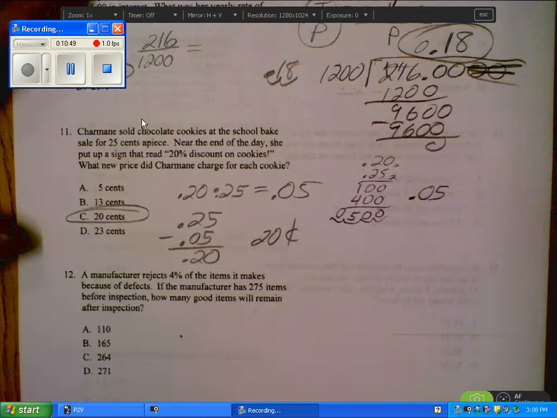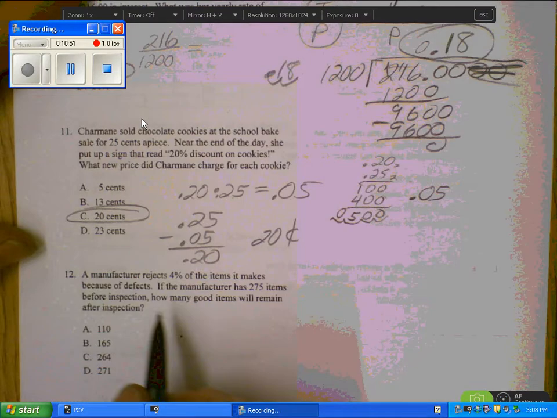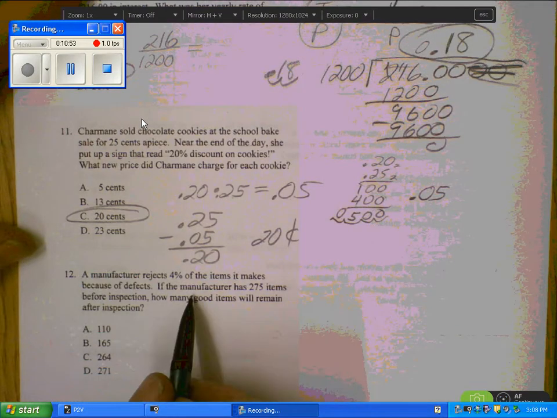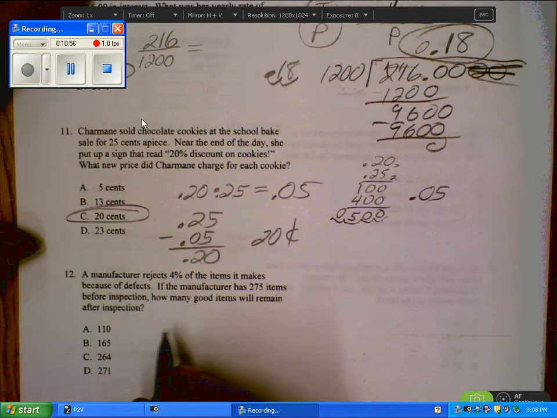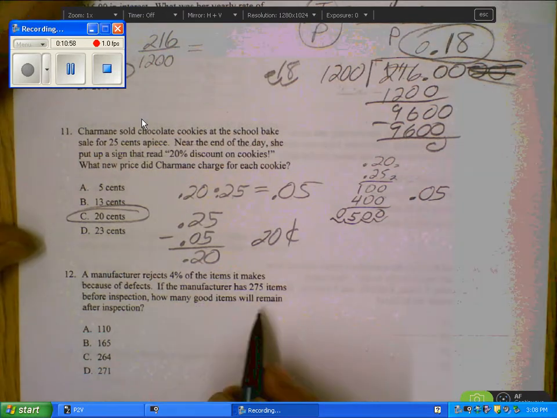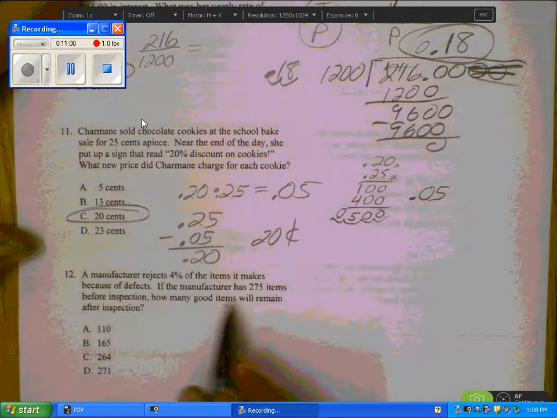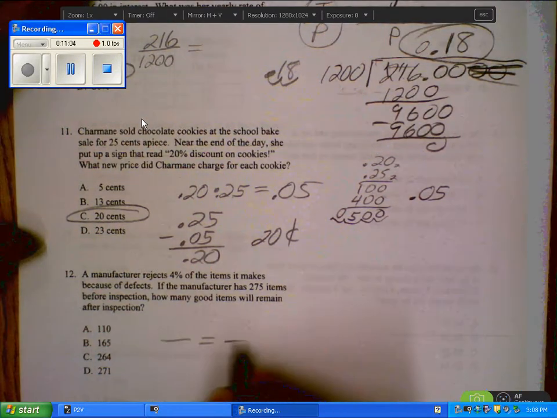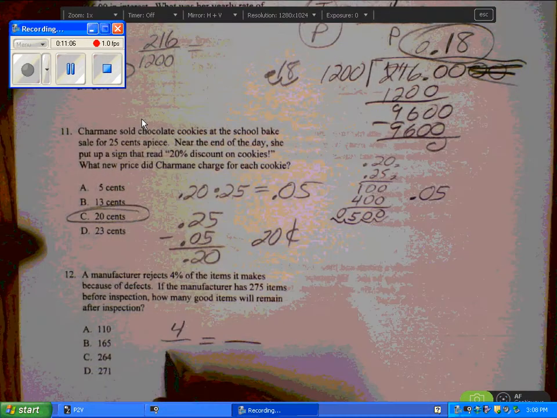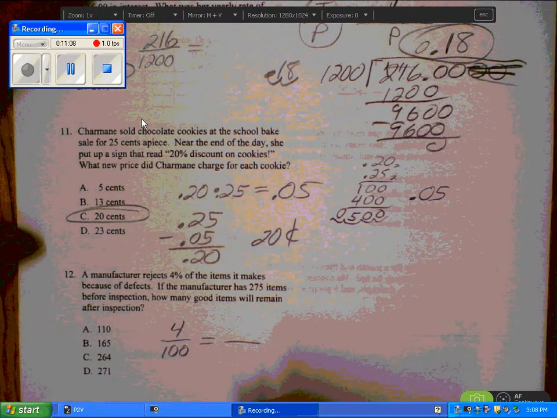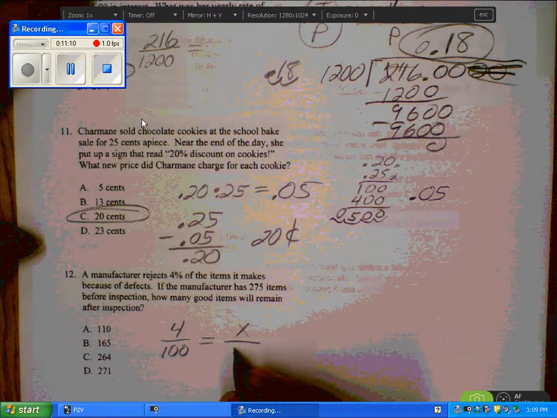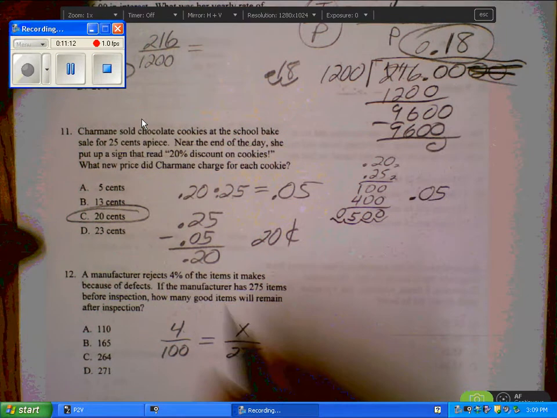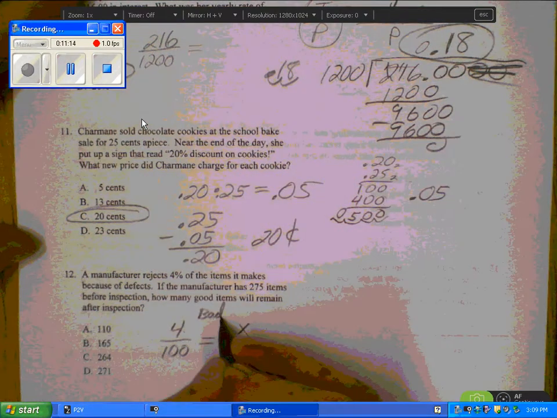The manufacturer rejects 4% of the items it makes because of defects. If the manufacturer has 275 items before the inspection, how many good items will remain after the inspection? A couple different ways you could set this up. It's 4%, so it's 4 out of 100. Percentage is always out of 100. X out of 275. This is going to tell you how many bad items there are.